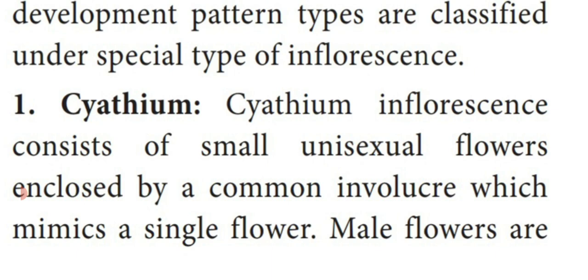So here in this cyathium inflorescence, many small unisexual flowers, unisexual means male flower separate, female flower separate. So many small unisexual flowers are enclosed by a cup-shaped involucre, which mimics, means it looks like a single flower, but it is the entire inflorescence which contains many flowers, all the unisexual flowers located on the inner side of the cup-shaped involucre. So from a far distance, if you are seeing the inflorescence, it looks like a single flower.